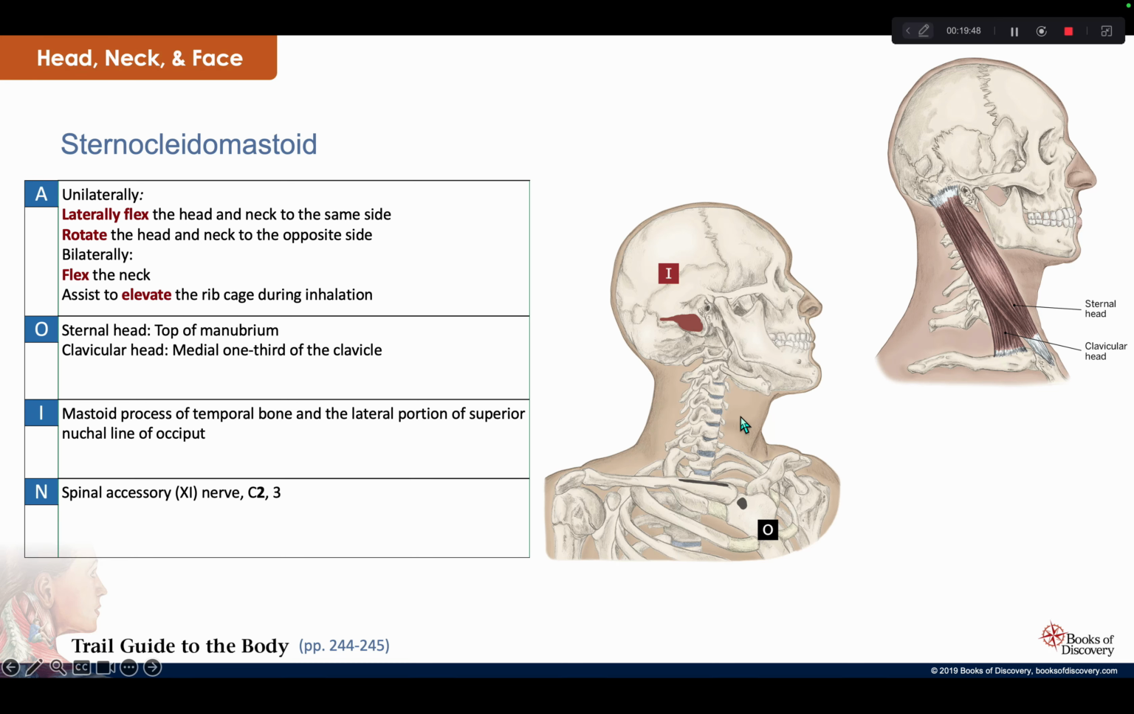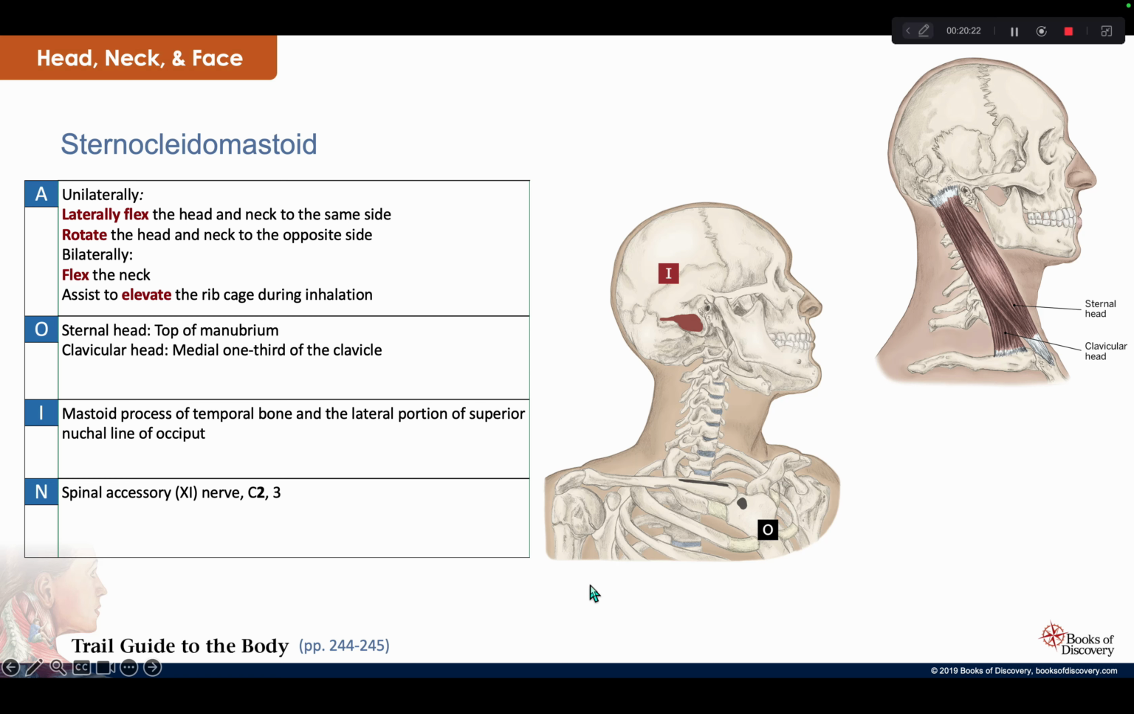This is the SCM, or the sternocleidomastoid. So the actions here, unilaterally, one-sided, would laterally flex the head to the same side. It would rotate to the opposite side. And then if they work together, it flexes your head forward. And since it has an attachment to your clavicle and your sternum, it's also going to help elevate the rib cage during inhalation.